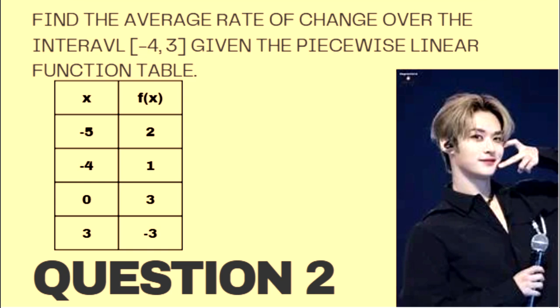Okay, here's question number 2. This one's all you. Find the average rate of change over the interval negative 4, 3, given the piecewise linear function table. Okay, so this time we have a table instead of a graph. So here's our first set of coordinates. Here's the coordinates at negative 4, and here's the coordinates at 3. Those are the 2 coordinates we're going to use. I wasn't supposed to tell you that. I was supposed to tell you to pause it. Pause it! Go do it!